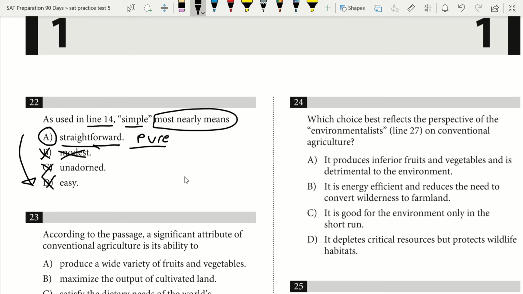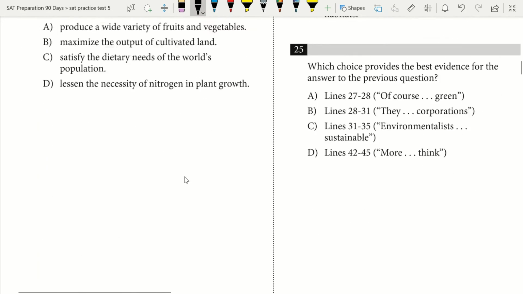So obviously you want to come up with straightforward. If you got it right away, that's perfect. If you came up with pure, then you would be looking for a word that means the same as pure, which in this case straightforward does as well. So next, let's go ahead and do another example of this one.